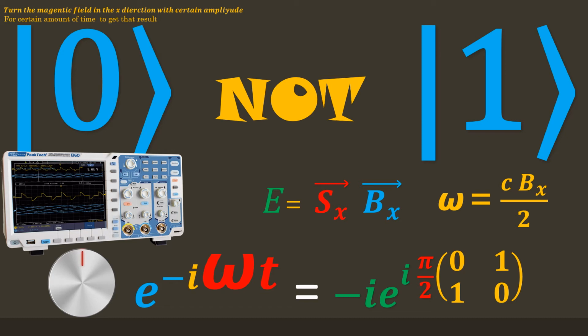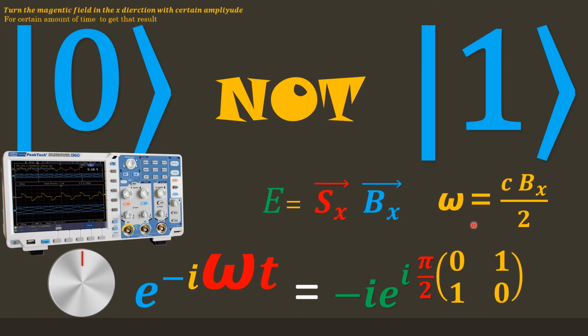We can manipulate the magnetic field in any direction to change the spin of the electron in any direction we want. Remember the relation between the energy of the electron and the strength of the magnetic field. E is equal to S vector B vector. S vector is the momentum of spin for the electron along the x-axis, and B vector is the strength of the magnetic field along the x-axis, which is something we can dial, we can tune by this device.